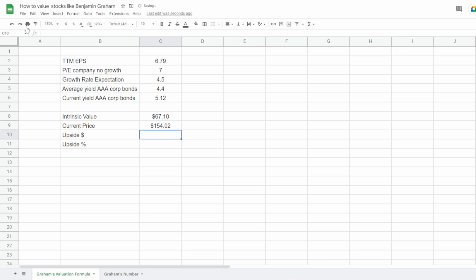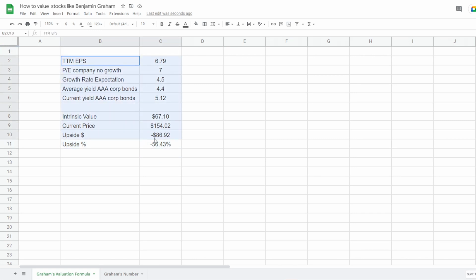I want to see an upside, and we use this formula for this. We want to take the intrinsic value minus the current price. So we see there's a downside of $86.92. And in percentages, we want to do the intrinsic value divided by the current price minus 1. And if we make this percentages, we get our downside in percentage. So this is the entire Graham's revised valuation formula.